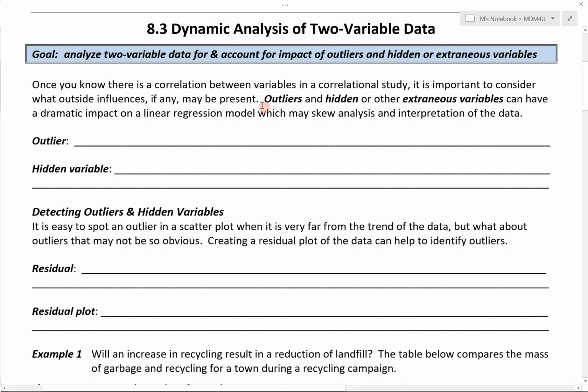So what are outliers? Well, an outlier is a point that does not follow the trend of the data.